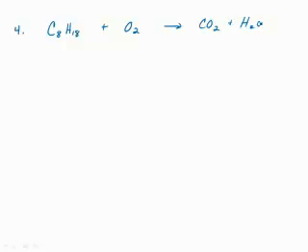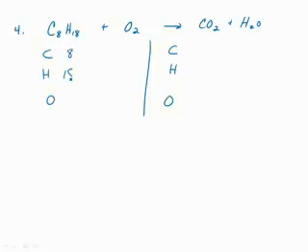Okay, now, let's do our little accounting thing. I have carbon, hydrogen, oxygen on each side. I've got 8, 18, and 2. Here I have 1, and 2 hydrogens. In the oxygen, I have 2 in the carbon dioxide plus 1 from the water, so I have 3 oxygens. Okay, so we're going to do the carbon first. I have 8 here, 1 there.